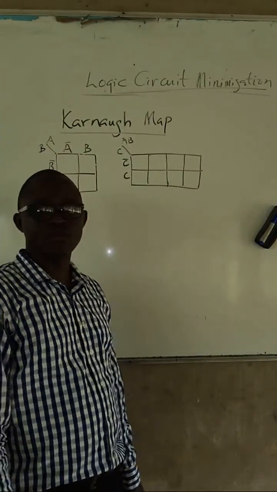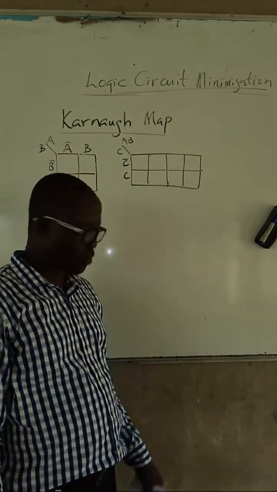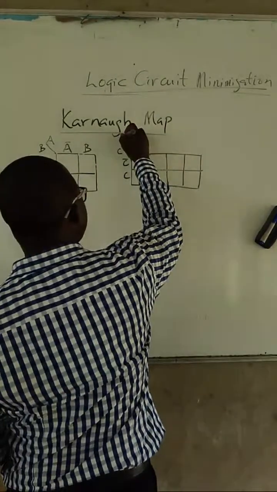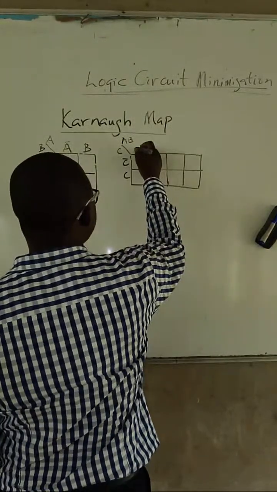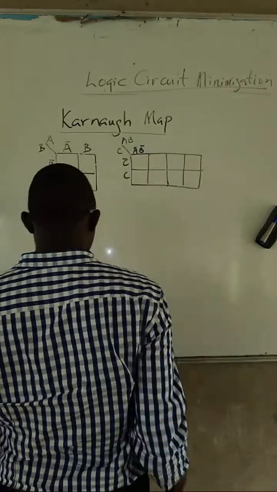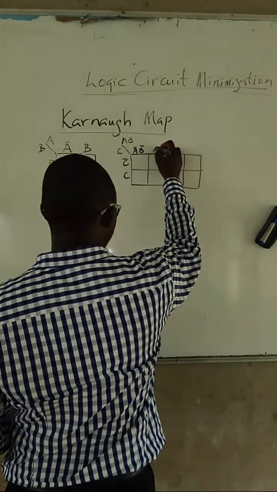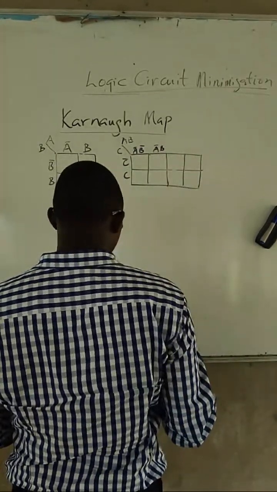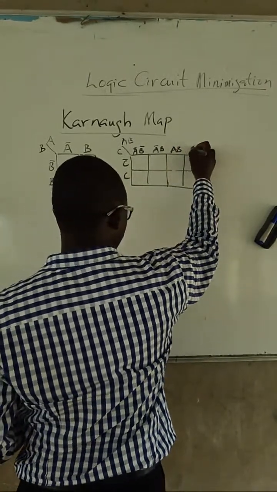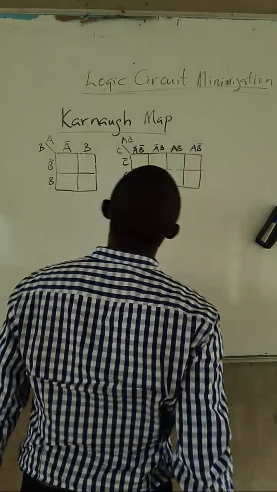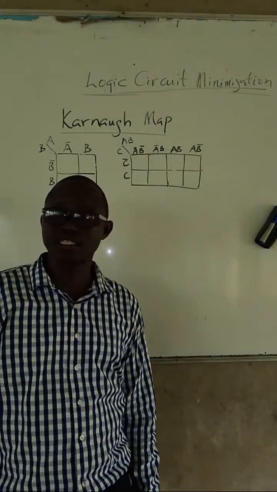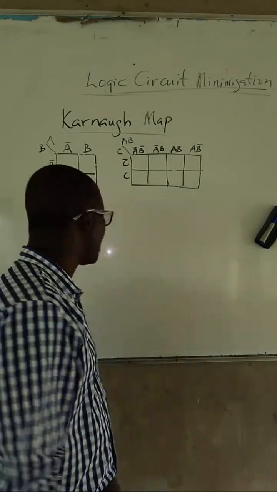That is what we mean by the 0 and 1. If C is 1, C bar will be 0. Now, for the AB, we're going to have A bar B bar, A bar B, and then we're going to have AB, and then AB bar. That is the structure of a 2 raised to power 3, that is the 3-input Karnaugh map.